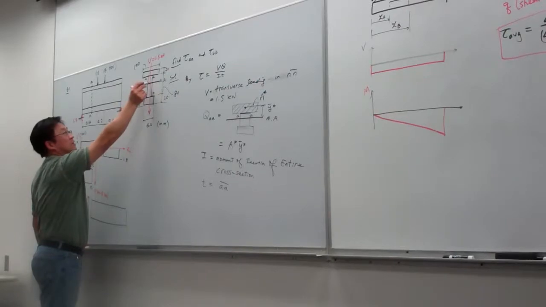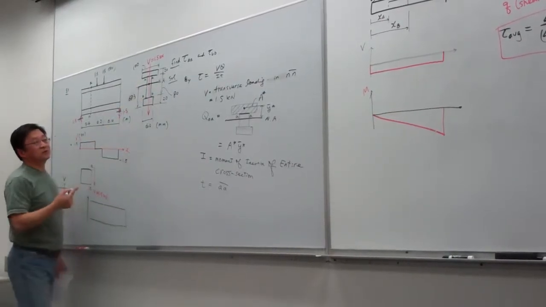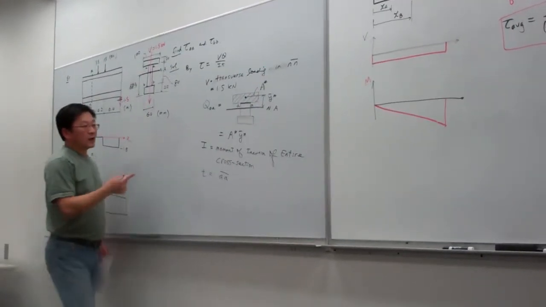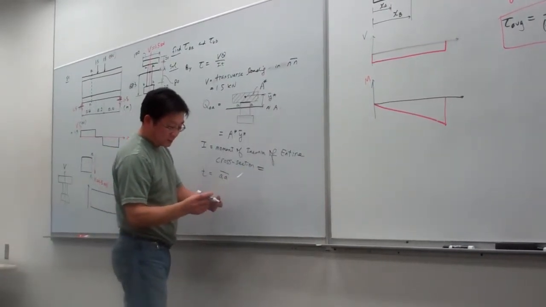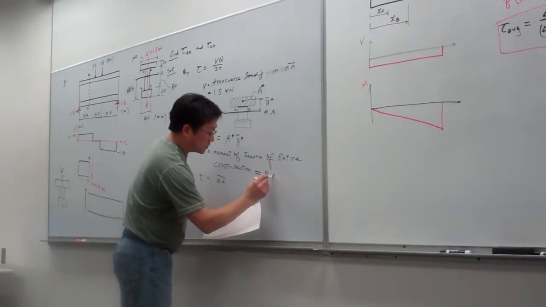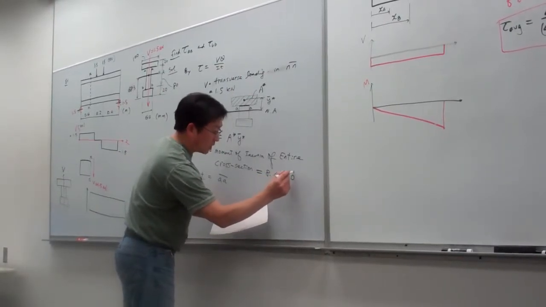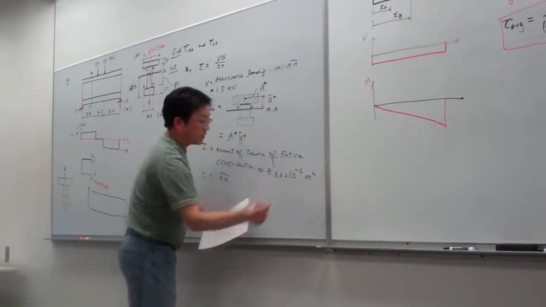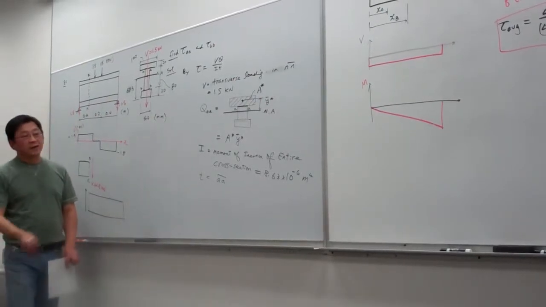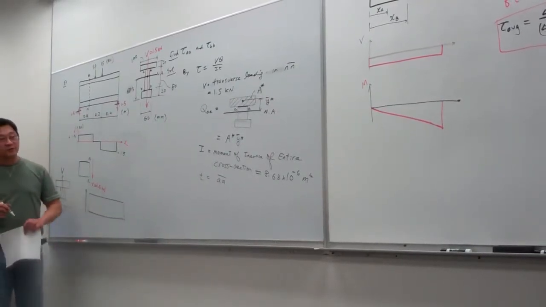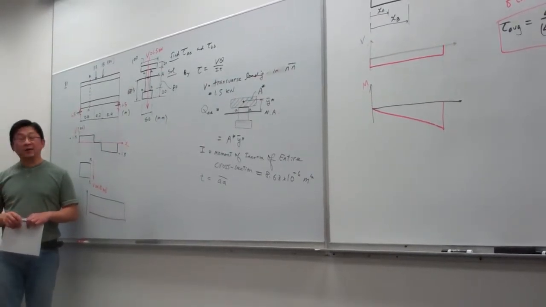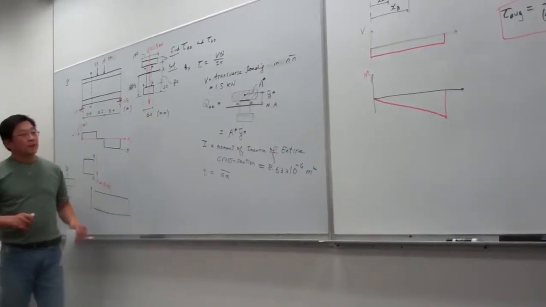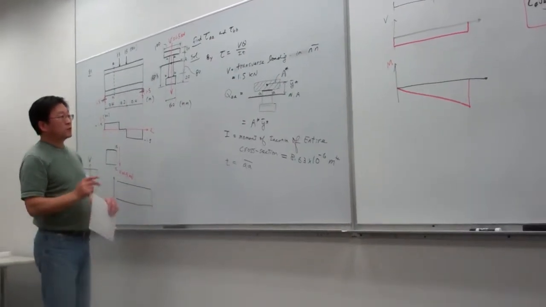So the centroid of the entire section is there. That's the neutral axis. And based upon this information, for this example, I is equal to 8.63 times 10 to the minus 6 meter to the fourth power. Again, fixing this information will take time, so be careful on this one. So now we can calculate.